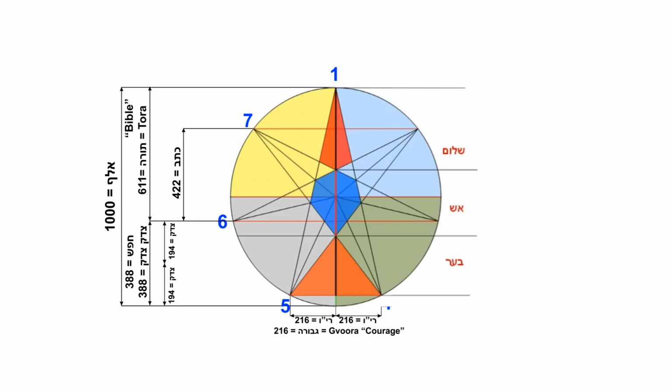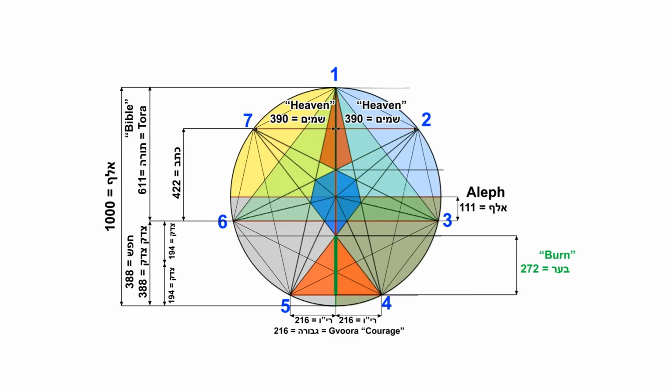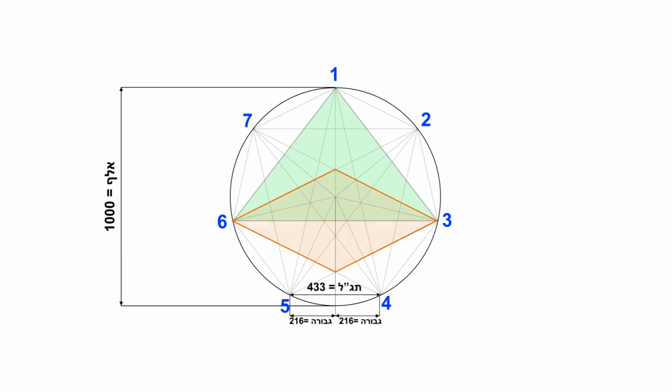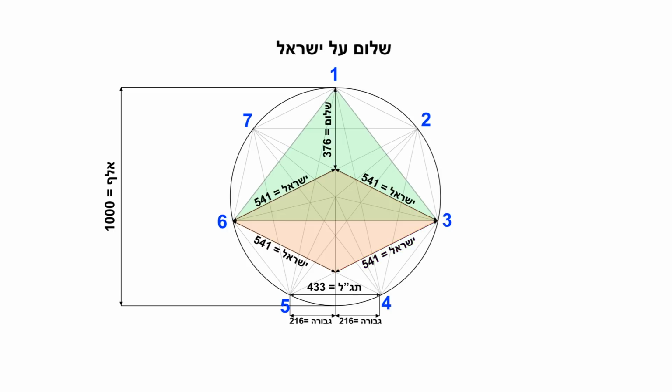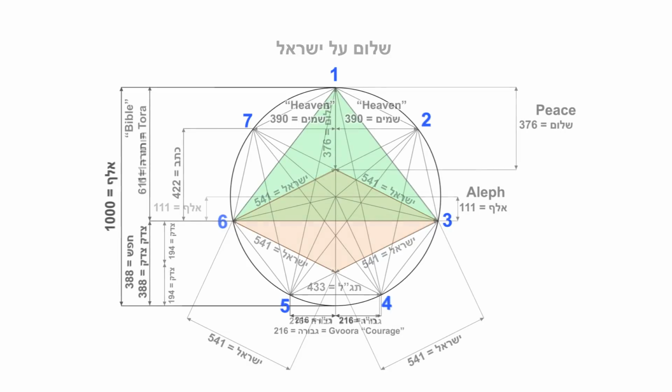Another well-known scene sprouts from the seventh heaven, that of Moses and the burning bush. Boer, burn, 272. Esh, fire, 301. And above it, Shalom, peace, 376. The name Israel, 541, appears many times. For example, it is the length of each side of the purple rhomboid in the center.